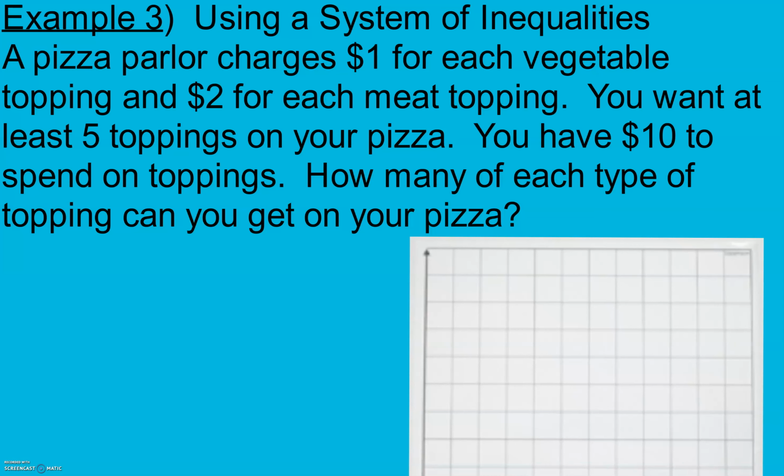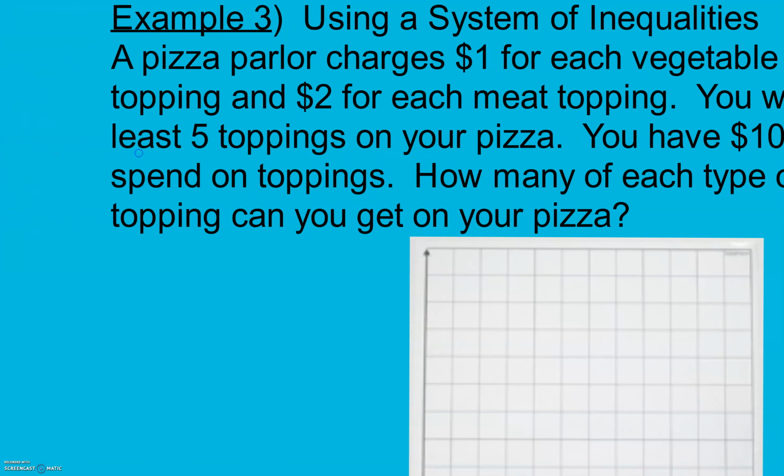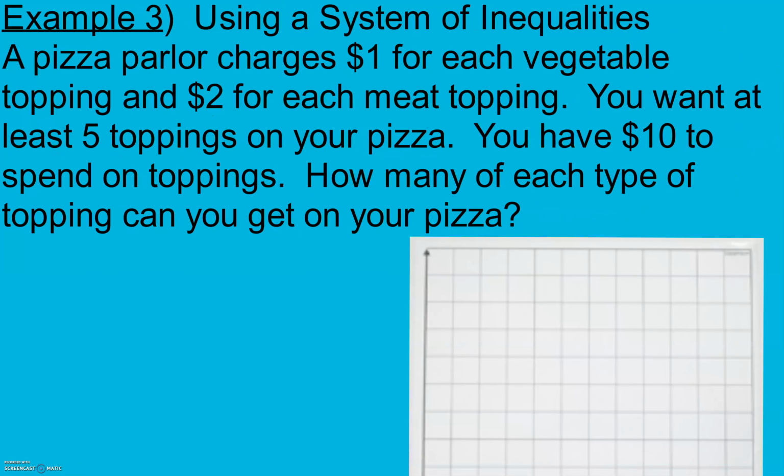So we have 2 situations that we're talking about. We want at least 5 toppings, and we have $10 to spend. So one of them deals with quantity, one of them deals with cost. So veggies and meat are our 2 variables. Our quantity is veggies plus meat, the amount of veggie toppings we have plus meat toppings. And we want at least 5 toppings.